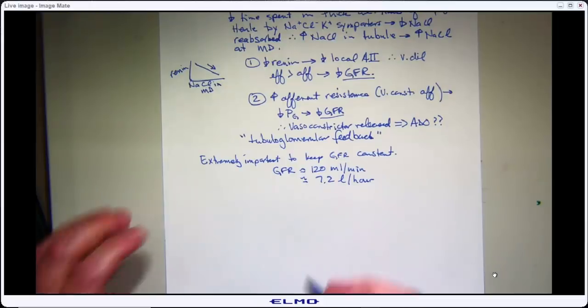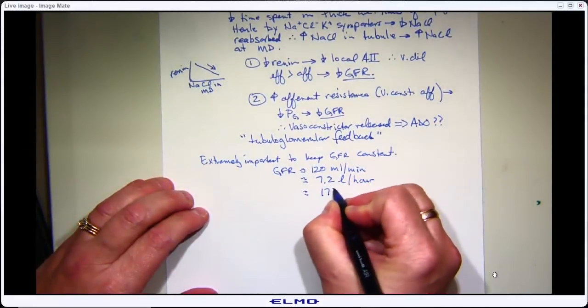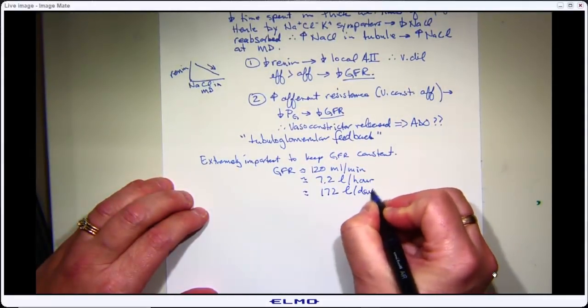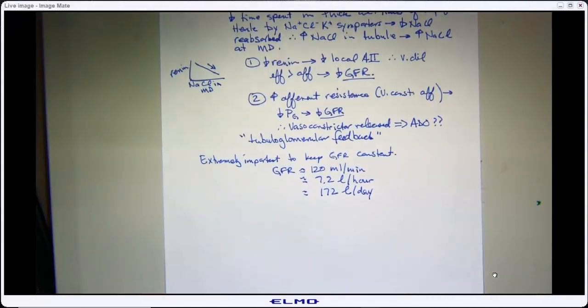7.2 liters. Per day, 172 liters per day. So every day that you get up and walk around, your kidneys have filtered 172 liters of fluid. You do not want something going wrong with your kidneys. 172 liters per day. So let's say you were sitting down and standing up and sitting down and standing up, maybe that was part of your job a lot during the day, you could actually change GFR a fair amount during the day.